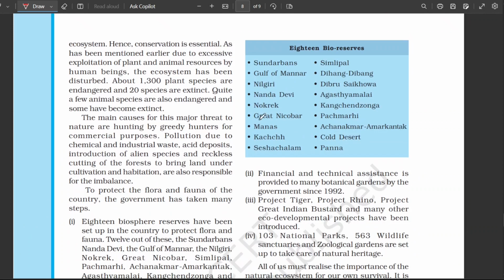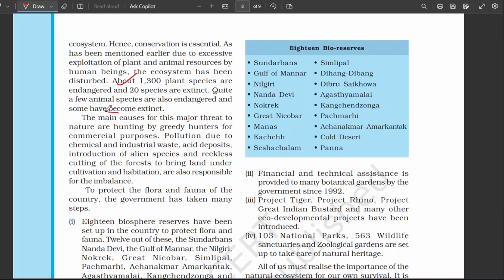Hence conservation is essential. As has been mentioned earlier, due to excessive exploitation of plants and animal resources by human beings, the ecosystem has been disturbed. About 1,300 plant species are endangered and 20 species are extinct. Quite a few animal species, these are old data. Now, if you update, you will find many more species. Quite a few animal species are also endangered and some have become extinct. The main causes for this major threat to nature are hunting by greedy hunters for commercial purposes, pollution due to chemical and industrial waste, acid deposits.